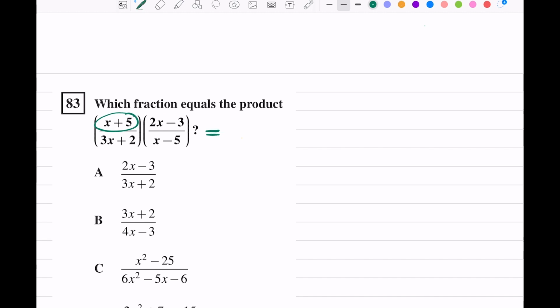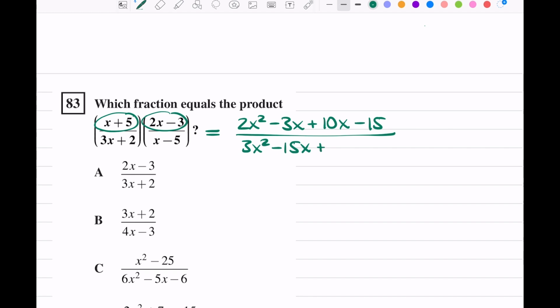So we'll use the FOIL method to multiply these two. Our first pieces, x times 2x, gives us 2x squared. And then our outer, minus 3x. Our inner, 10x. And then our last pieces give us 15. And on bottom, 3x times x gives us 3x squared. Our outer pieces give us negative 15x. Our inner pieces give us 2x. And our last pieces give us negative 10.